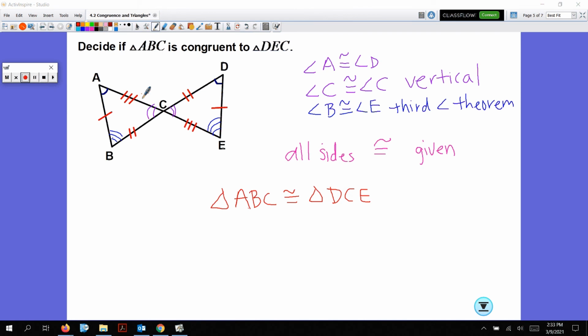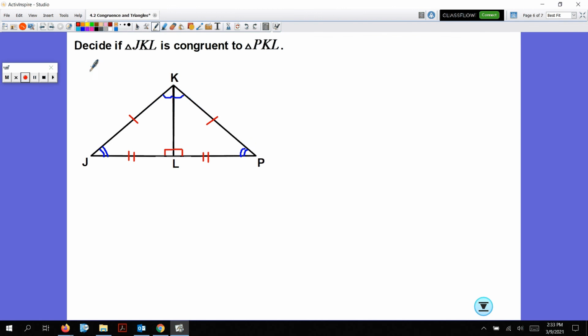All right, we have one more example to look at here. Here we got another set of triangles. JKL is congruent to triangle PKL. Oh, I'm sorry, please forgive me. I forgot to read the first word: decide if they are. Well, let's start with our angles. We have angle K is congruent to angle K. Angle J is congruent to angle P. Angle L is congruent to angle L. Wow, that's riveting, right? Woohoo! So all the angles are congruent.